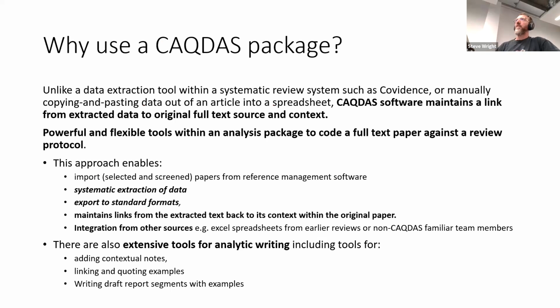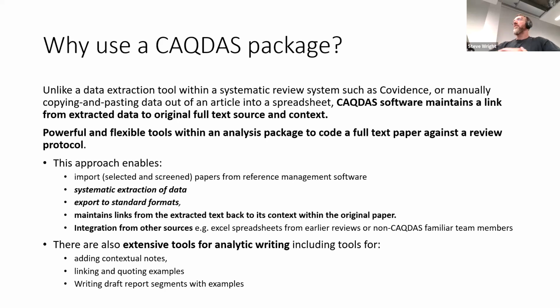Sorry, it's a slightly text-heavy one. Compared with a data extraction tool in a systematic review, such as Covidence, or manual copying and pasting, CAQDAS software, so that's computer-assisted qualitative data analysis software, maintains a link from the extracted data to the original full text. So you can go back to the source and context and see if, in a later paragraph, they give more details about the population. Is there some other qualifying thing there? They have very powerful, very flexible tools.